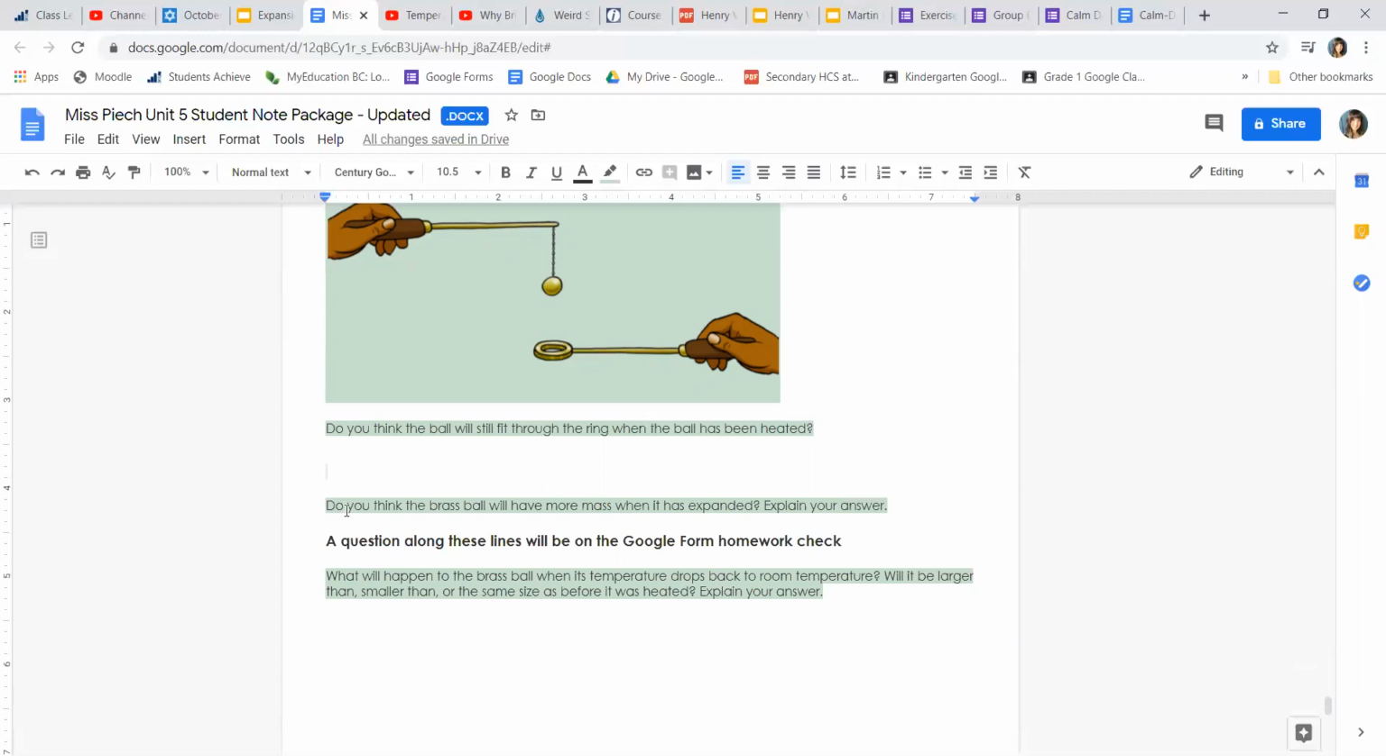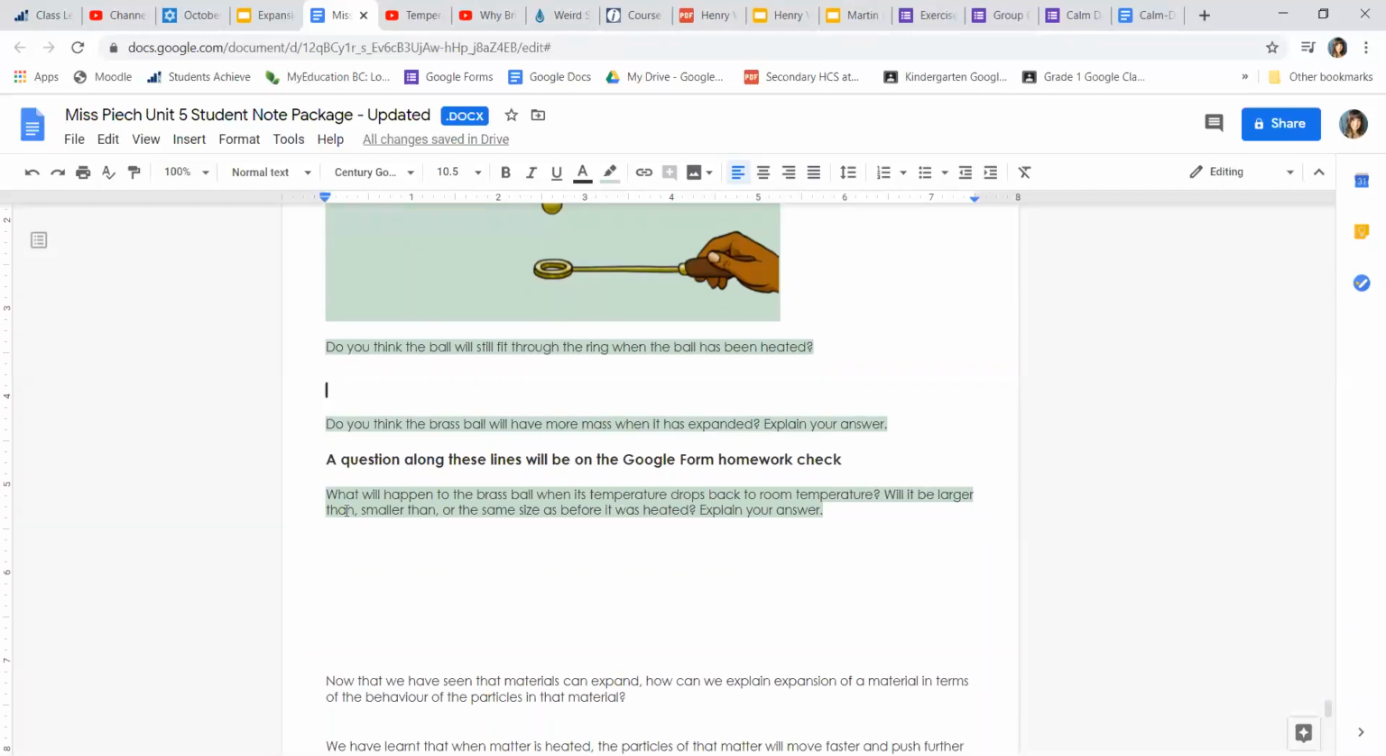And then I'd like you to answer that in your student document. You're allowed to go ahead and answer it here as well, but this one will be on your Google form homework check. So do you think the brass ball will have more mass when it has expanded? Obviously they're giving you a bit of a clue here that the brass ball is going to be expanding as it's heated. So no, it will not fit through the ring. It's not going to fit through the ring when just the brass ball is heated.